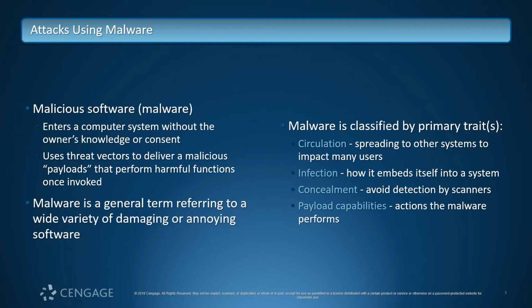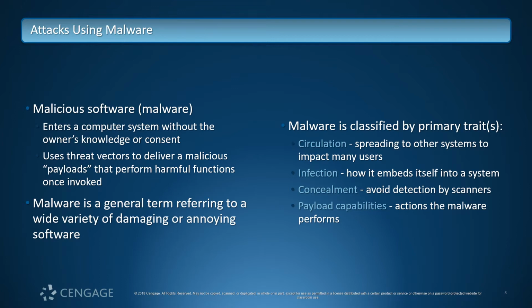Malware is just a general term referring to a wide variety of damaging or annoying software, which is a fairly common thing that we deal with on a daily basis. A lot of people don't think about how much of it gets blocked, though, by spam filters and now browsers. Microsoft has SmartScreen and Chrome has their little blocking thing that they come up with. I think Firefox has one as well. There's a lot of preventative stuff that automatically comes up.